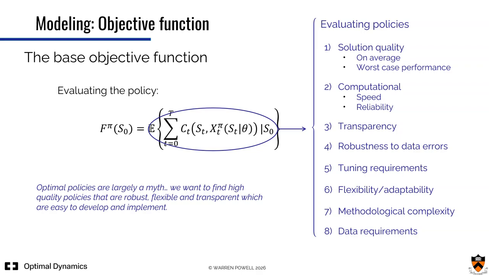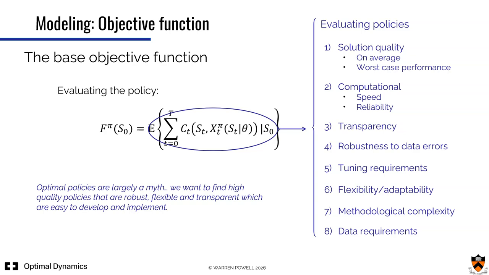I'm up to 8 different categories of how to evaluate a policy, and these are all quite important. Number 1 is solution quality. Yes, we do care about solution quality, both on average and worst case. Sometimes policies, because of random variables, work better or worse, and how stable the policy is does matter. Computational speed, both average and worst case, matters. Transparency, what is the dependence of the decision on the data, because the data might not be accurate. Robustness to data errors, if there are data errors, how flexible is the policy? Tuning requirements, flexibility, adaptability to different conditions.